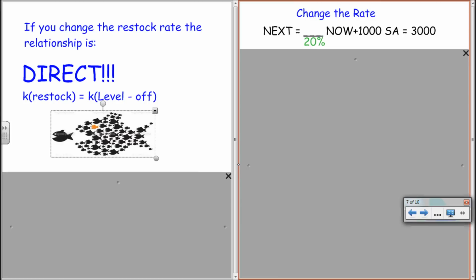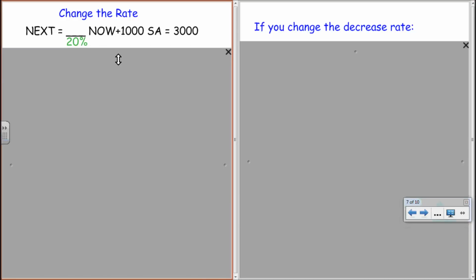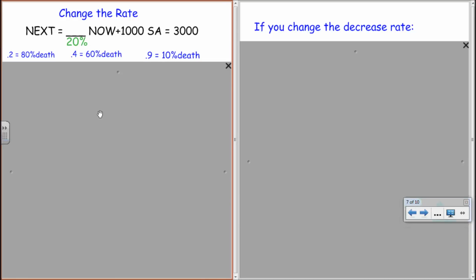The last thing we can change is the decrease rate, or sometimes we call it the death rate. It depends on the situation, but we'll have insulin and other situations where we'll have a decrease rate. So initially it was a 20% decrease, but we used 0.8. So what I did is, I really made the fish die at 80% death for this one, 60%, and this is probably more realistic, about 10% death. But then I showed you the decimals that I used in those equations.